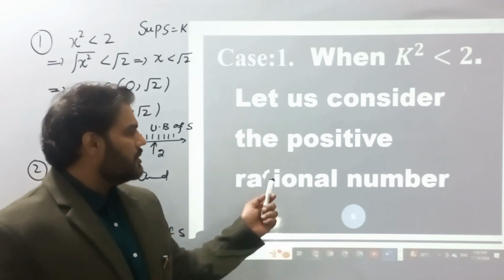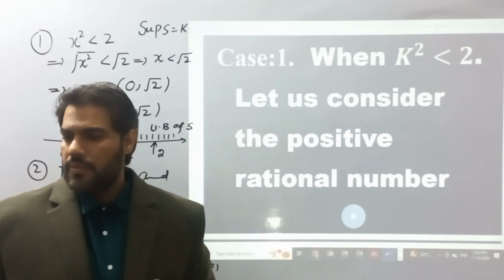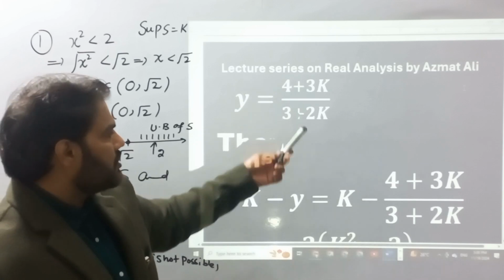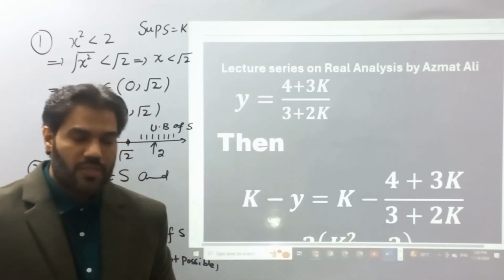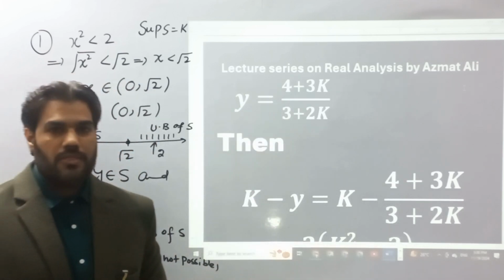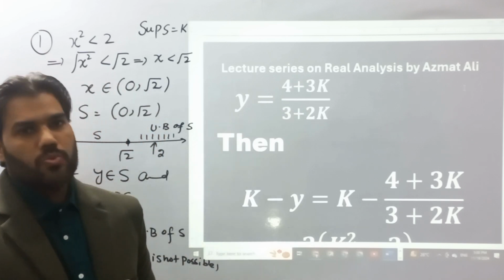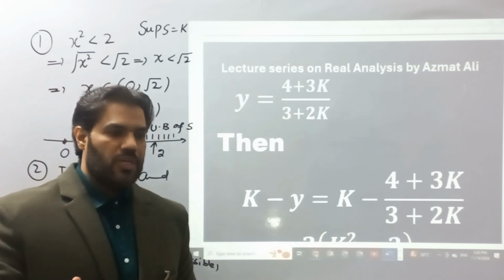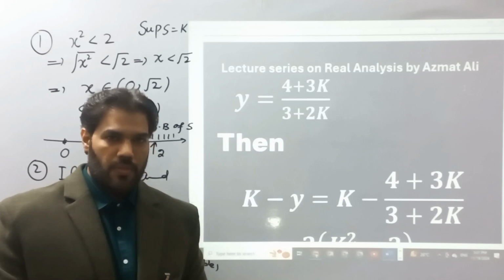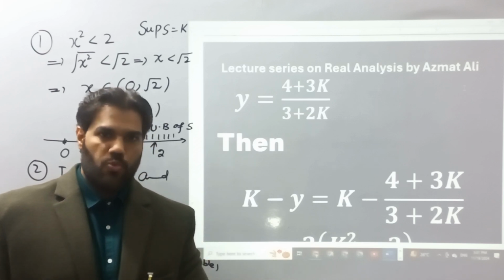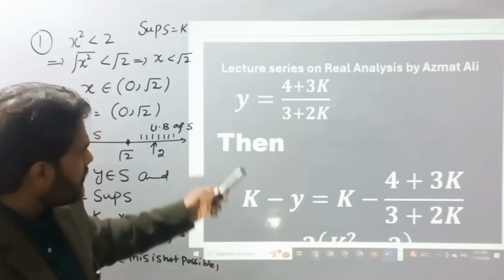So let us consider the positive rational number that will work here: 4 plus 3k over 3 plus 2k. Can you choose any other rational number? Yes, you can choose. There are many other rational numbers you can choose here. Suppose you try to take y equal to k plus 1 by 2, and comment to me whether this y equal to k plus 1 by 2 works here or not.